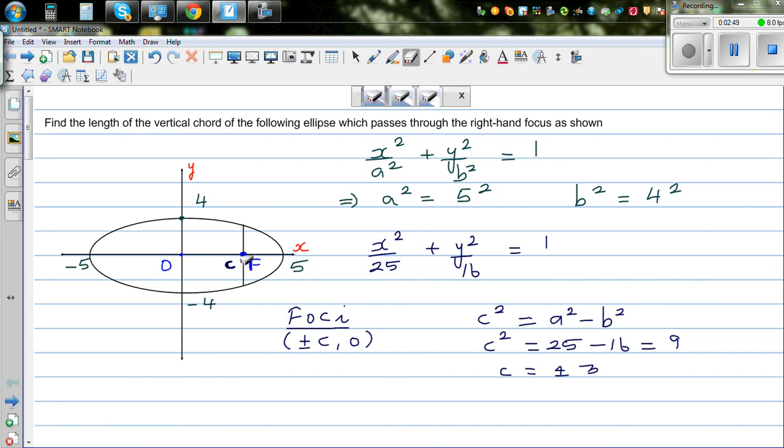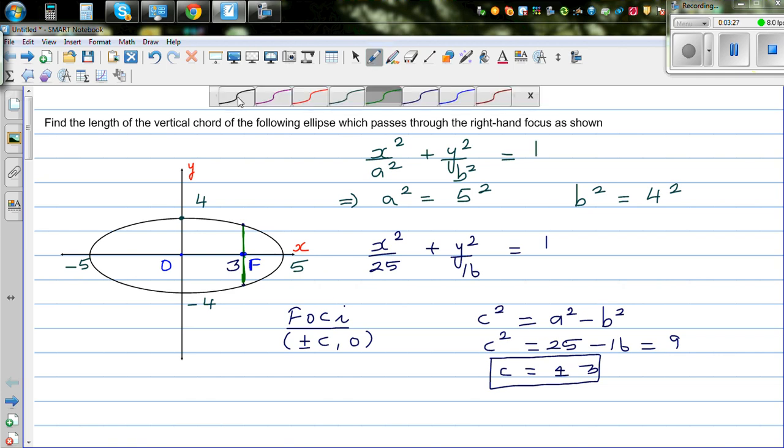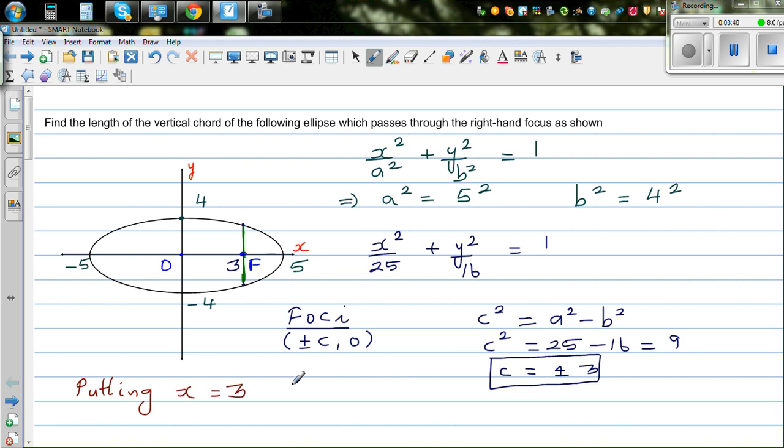So this means your focal length is 3 on the x-axis. Now we just need to find this y and this y by putting the value of x equal to 3. So your focus is plus or minus 3, and in this case this is 3. If we know this height, this height would be equal to this height. So for this height we need to plug in 3 in the equation x squared over 25 plus y squared over 16 is equal to 1.